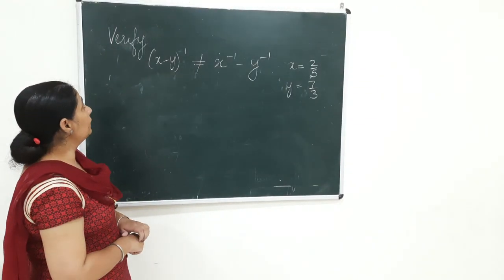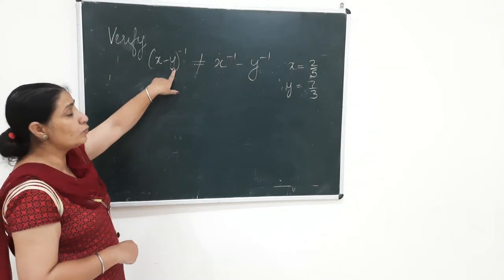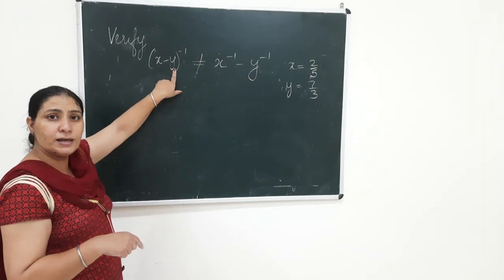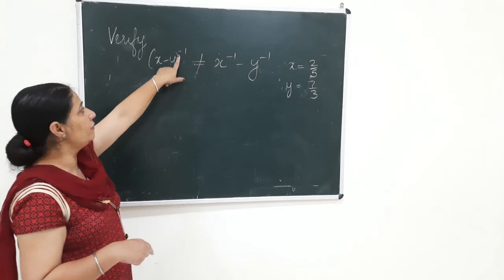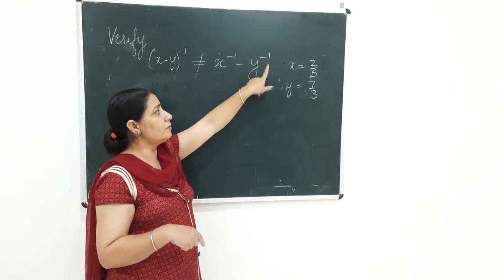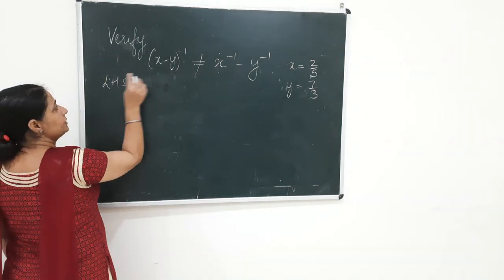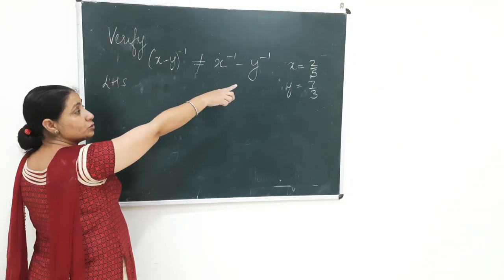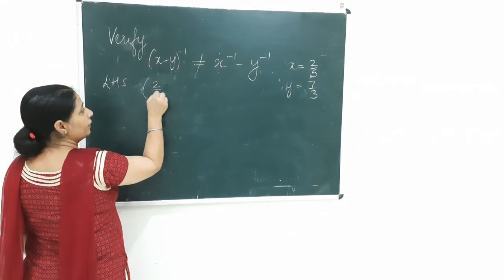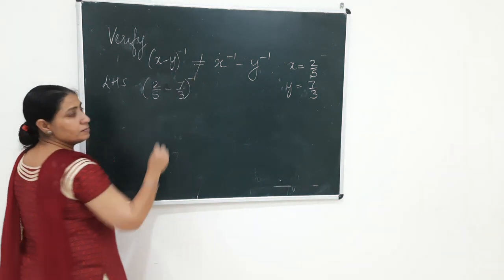So now again beta, we will be verifying another relation, which is x minus y. Firstly I took a sum of plus. Here it is (x minus y) raised to power minus 1 is not equal to x power minus 1 minus y power minus 1. So let me start with the left hand side. What is my left hand side? (x minus y). As you can see, the value of x is 2 by 5 minus the value of y, which is 7 by 3, raised to power minus 1.